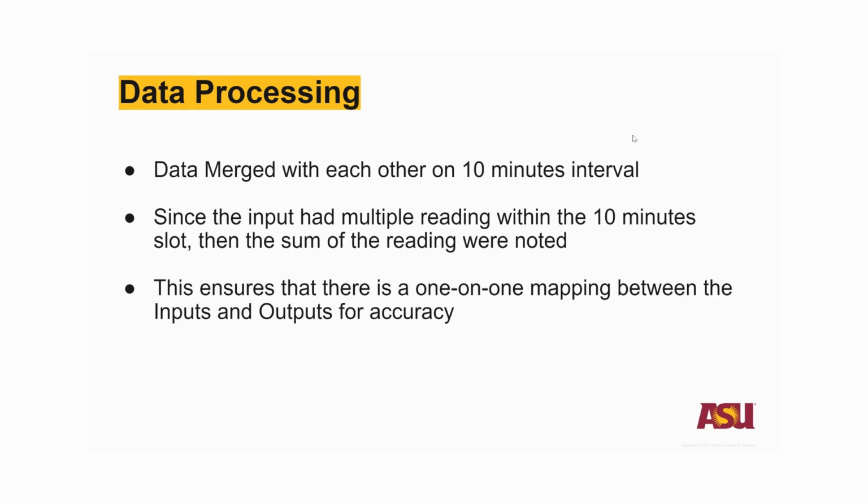After that, we merged both files, and the way we merged is that since the output file had readings on multiple levels, what we did was take the sum of all the outputs that we had on a 10 minutes basis. This is to ensure that the data frequency in both the input file and the output file were the same. After aggregating the data on the 10 minutes basis on the output file, we did a one-on-one mapping between the inputs and outputs for accuracy.